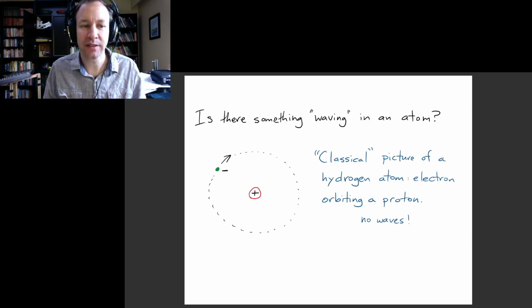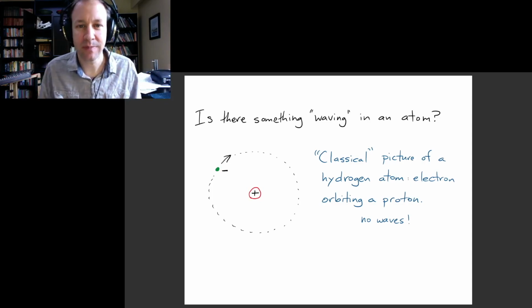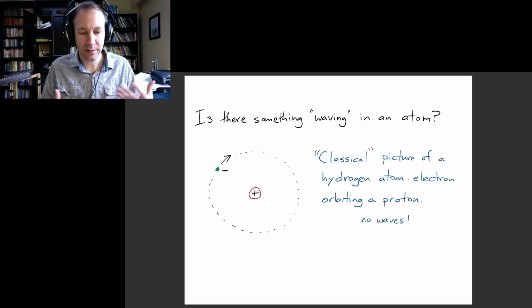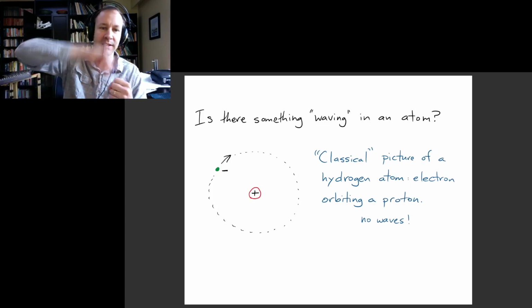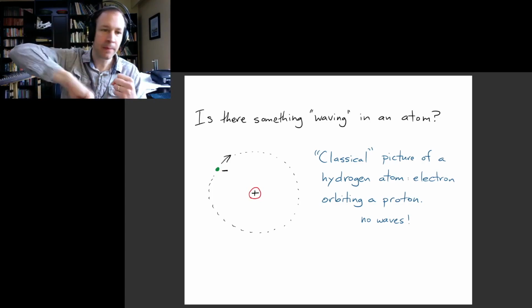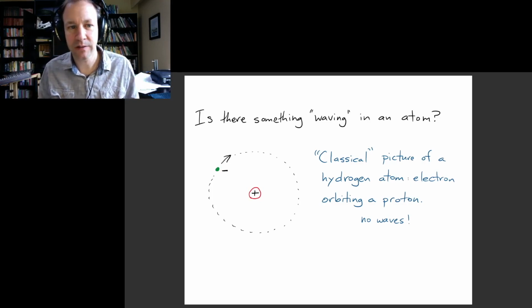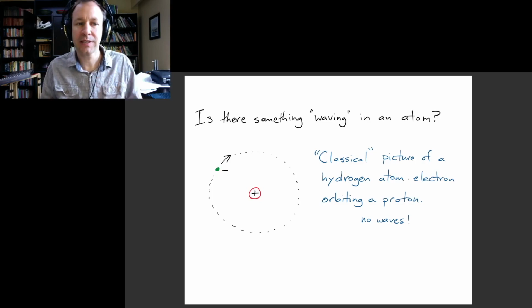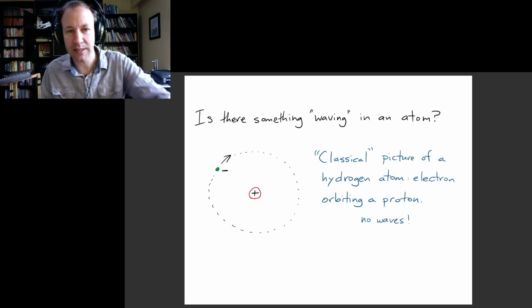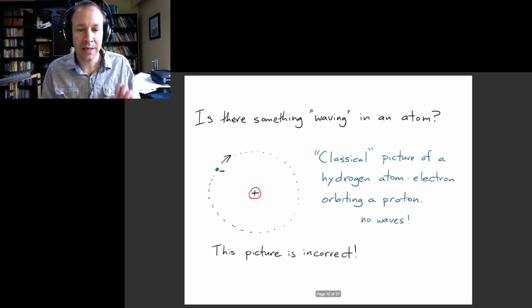And in this picture, there really doesn't seem to be anything that could be related to standing waves or really waves at all. There is an oscillation in this picture. The electron would be moving around in a periodic way, and that would have one particular frequency, but it's really hard to see where anything like a picture of standing waves could come in with this basic model.